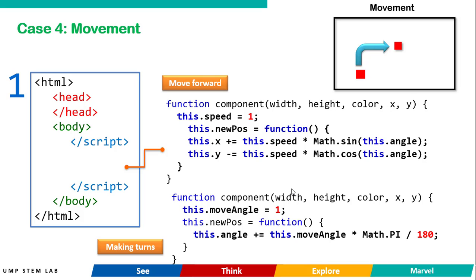Add a speed property to the component constructor, which represents the current speed of the component. Also make some changes in the newPos method to calculate the position of the component based on speed and angle. By default, the components are facing up, and setting the speed property to 1, the component will start moving forward.